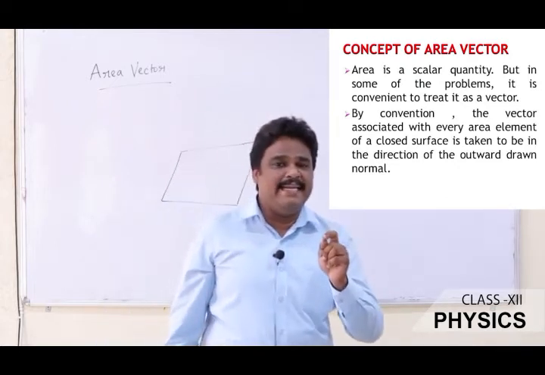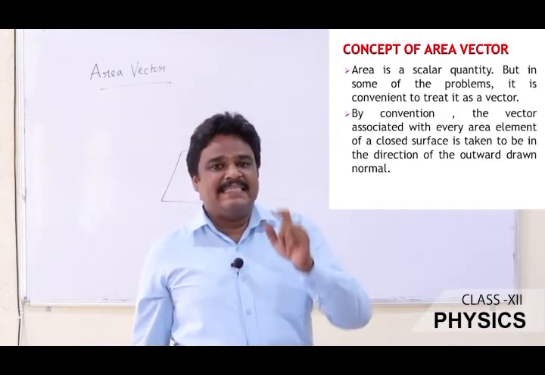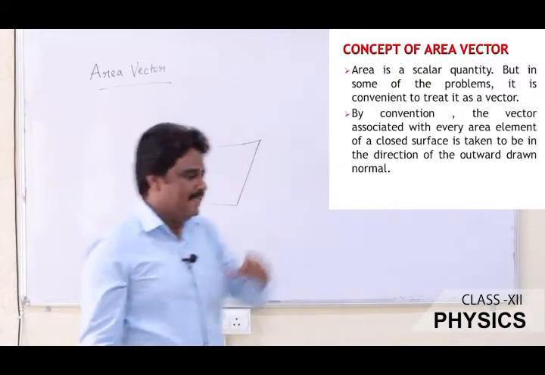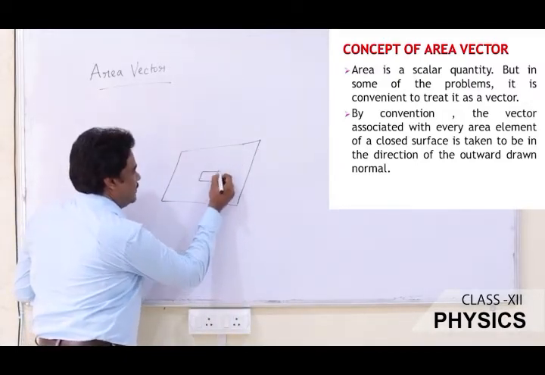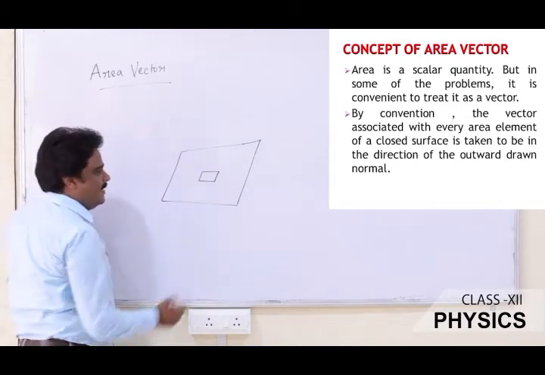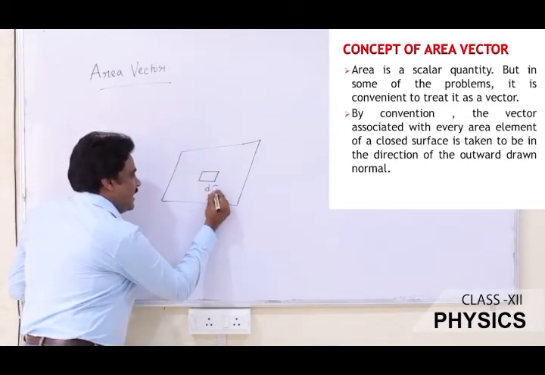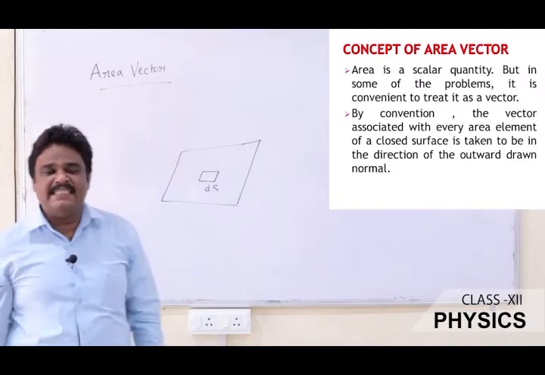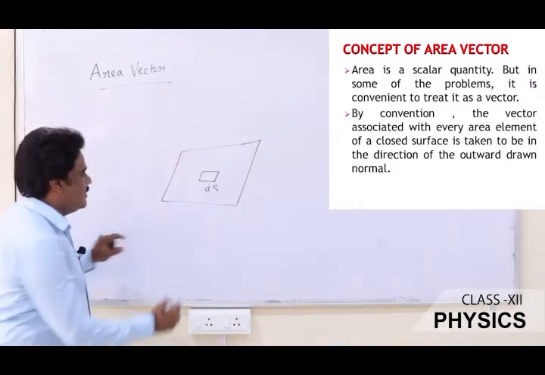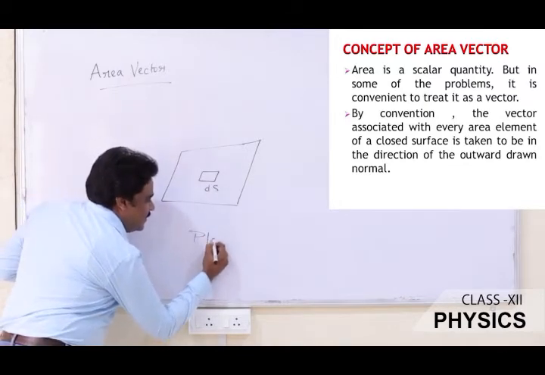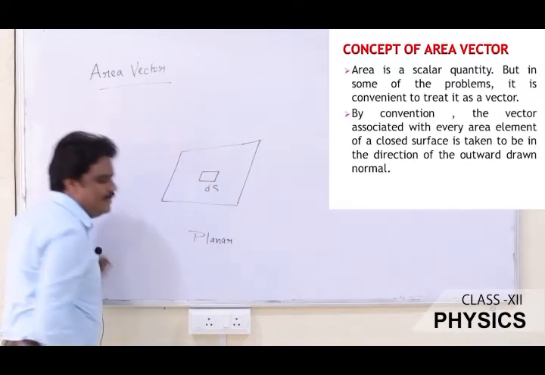Once again, what do we mean by area element? Obviously, it is a segment of that larger area. So I am going to assume this is one such smaller segment, and I am going to mark it as ds. What about ds? ds can also be termed as a planar.